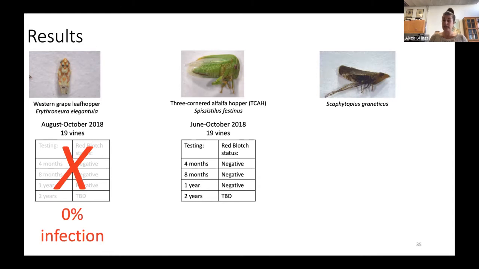But again, we do not have that 2-year result back yet. Now, we can't rule Tica out completely since it did test positive in our survey 13% of the time, and because previous research has found it to be able to inoculate uninfected vines. However, it should be noted that all the research into Tica has shown it to prefer legumes, which are often in the ground cover, and that it cannot complete its life cycle on grapes alone. So its biology makes it a poor vector of a grapevine virus.